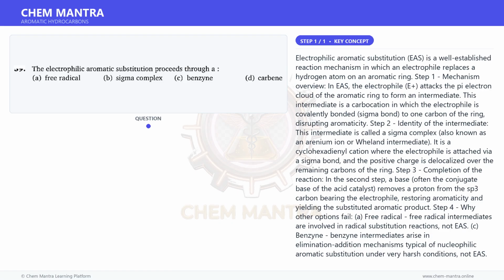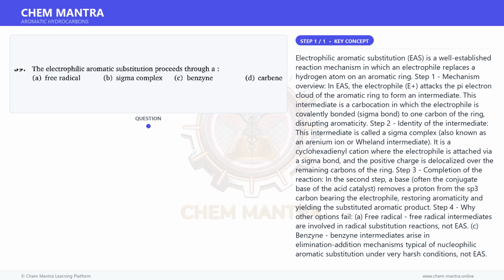Step 2: Identity of the intermediate. This intermediate is called a sigma complex, also known as an arenium ion or Wheland intermediate. It is a cyclohexadienyl cation where the electrophile is attached via a sigma bond and the positive charge is delocalized over the remaining carbons of the ring.